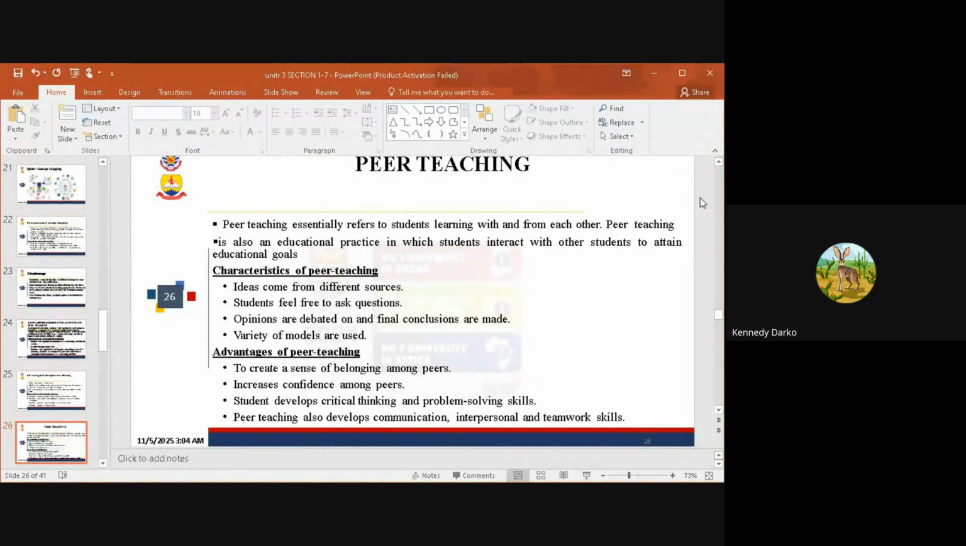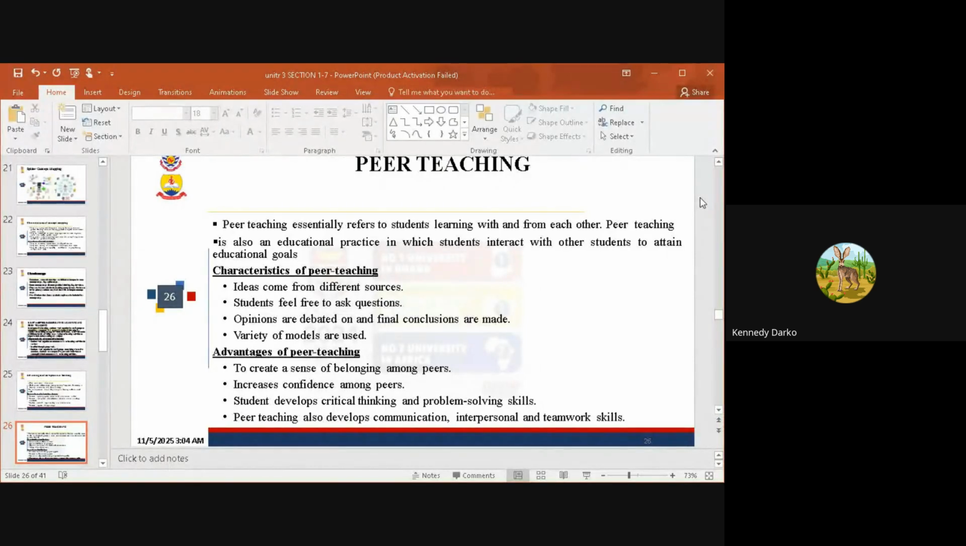Characteristics of peer teaching. Ideas come from different sources. Students feel free to ask questions. Opinions are debated on and final conclusions are made. A variety of models are used.